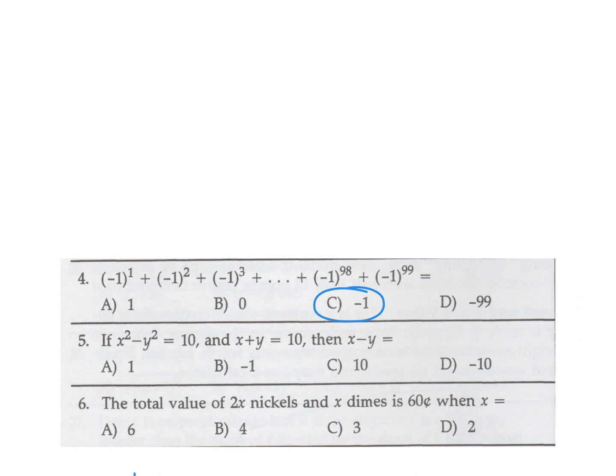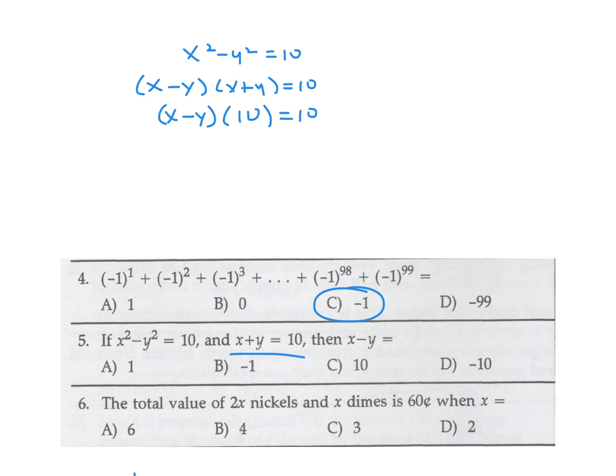If x squared minus y squared is 10, and x plus y is 10, x minus y is. So x squared minus y squared is 10, right? So if we factor that, it would be x minus y, x plus y is 10. Now they're saying that x plus y is 10, so this guy is 10. And therefore we just have to now divide through by 10, and then we get x minus y is equal to 1. So therefore x minus y is 1, and that would be number 5, A.